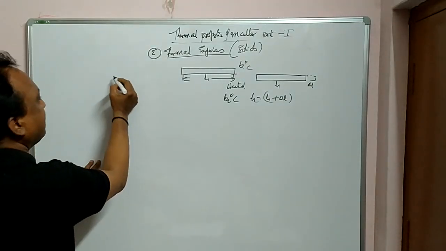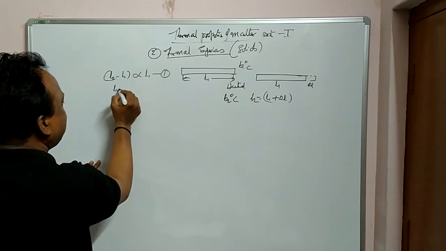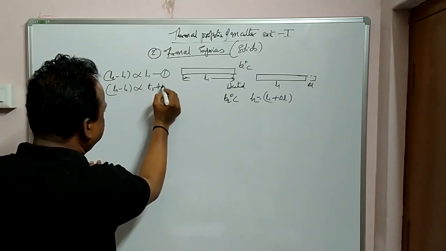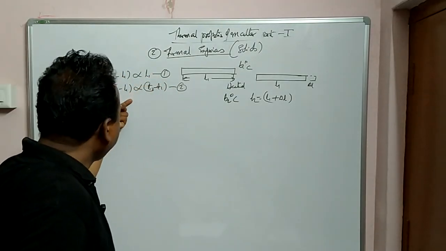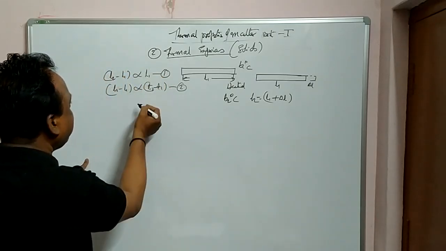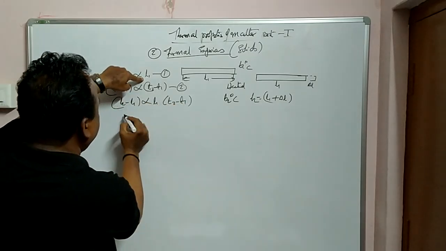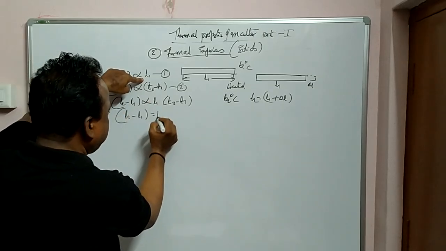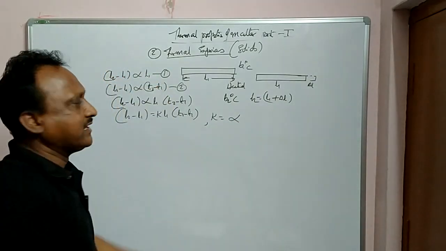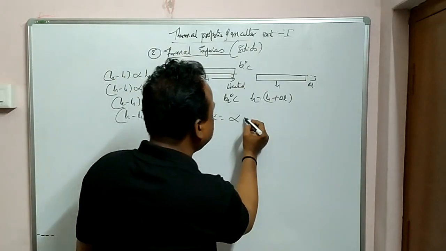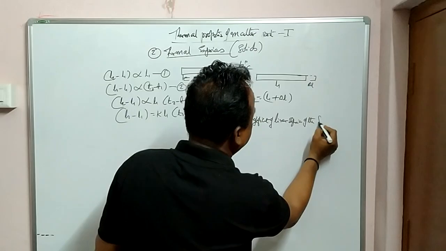Now according to the practical theory, what is the difference in length? L2 minus L1 will be directly proportional to original length. In the same way, L2 minus L1 will be directly proportional to temperature difference, T2 minus T1. So when you combine both, L2 minus L1 is directly proportional to L1 into T2 minus T1. Removing the proportionality, introduce a constant K: L2 minus L1 equals K into L1 into T2 minus T1. This constant K is called alpha, and this alpha is nothing but the coefficient of linear expansion of the solid.